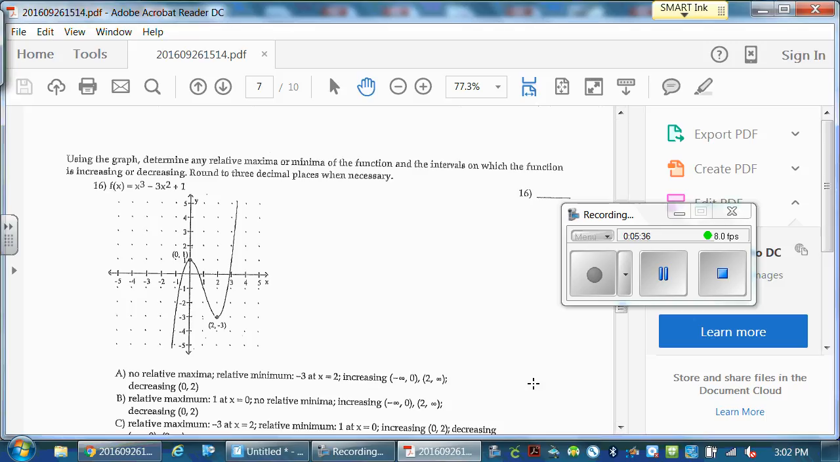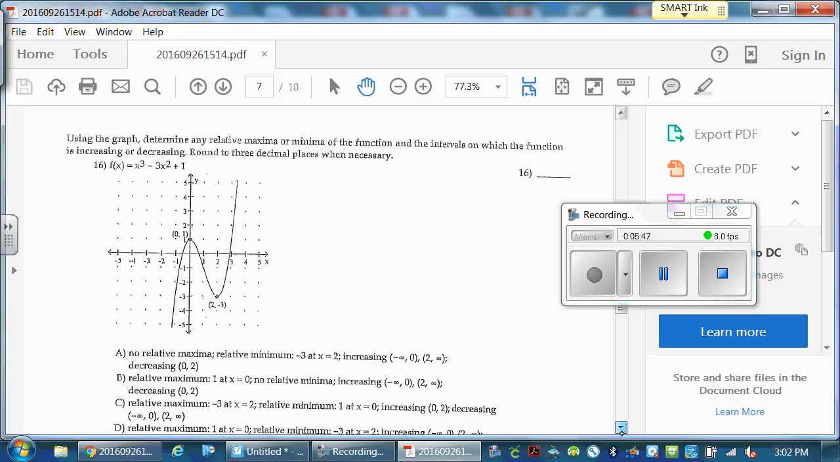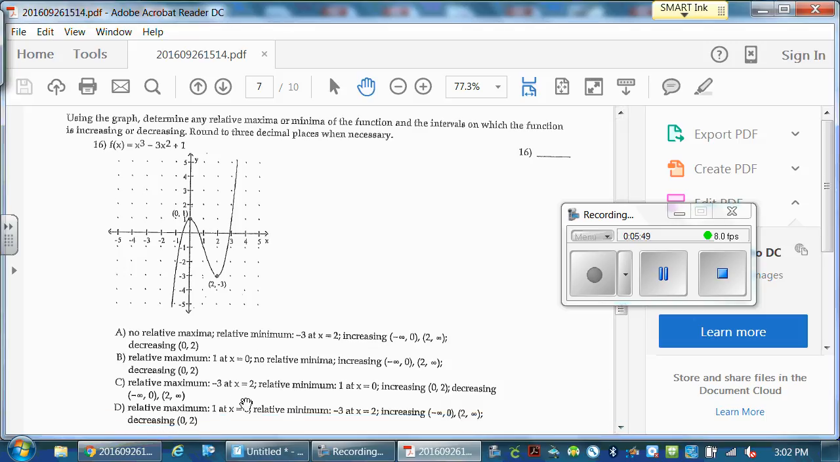Okay, relative maxima and minima, and when it's increasing and decreasing. There's a relative maximum here. It's a value of 1 when x is 0. So it looks like B is going to be my answer choice. Well, it's also here. Relative maximum of 1 when x is 0. Whoops. There's a relative minimum of -3 when x is 2. So my answer is not B because that said no relative minimum. It'd be D. Relative minimum of -3 when x is 2.